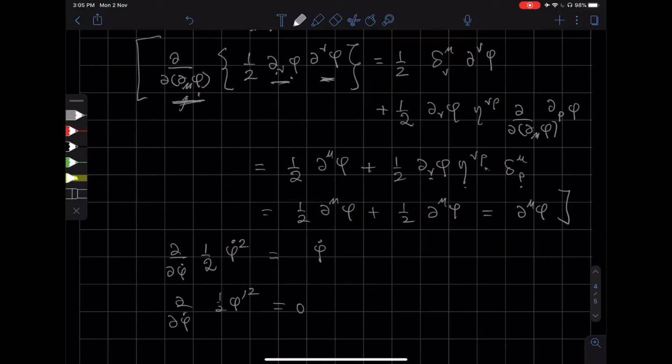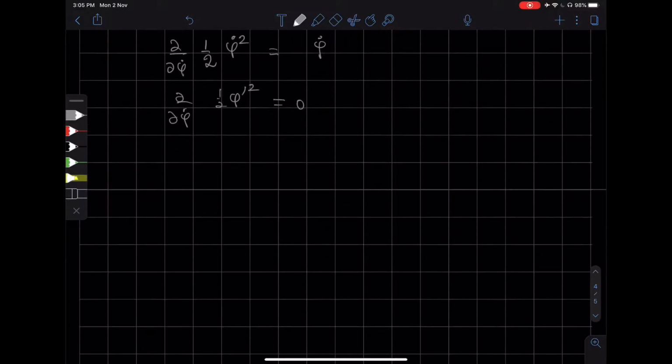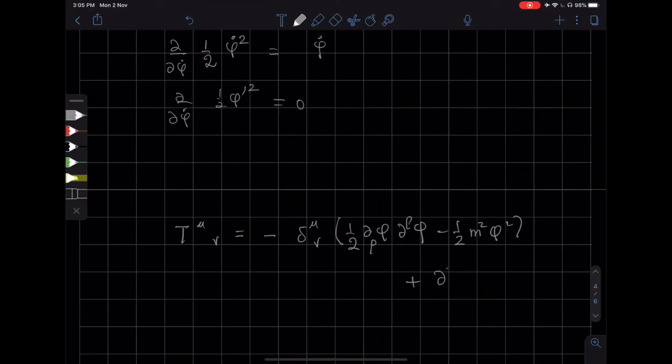So having done this, now we can write what our T mu nu is. So T mu nu, the conserved current, is going to be minus delta mu nu, and inside we're just going to have the Lagrangian density. So del rho of phi, del rho of phi, minus half m squared phi squared, and then for the second term we're going to have del mu upstairs of phi, del nu downstairs of phi.